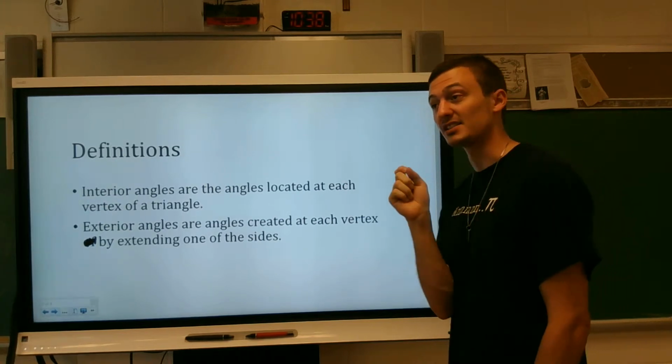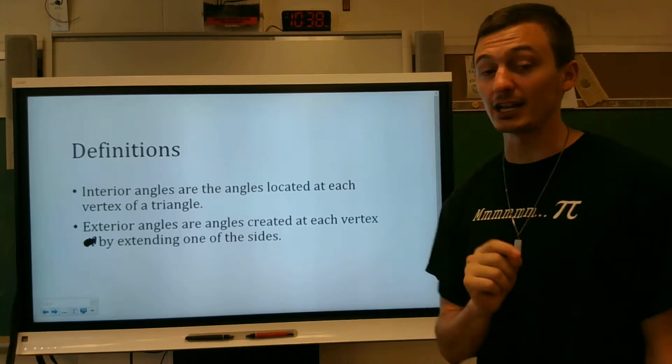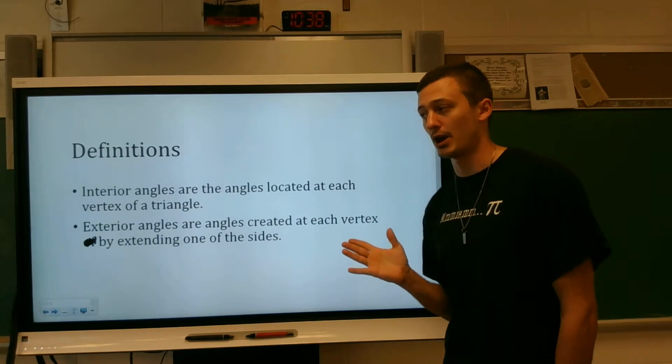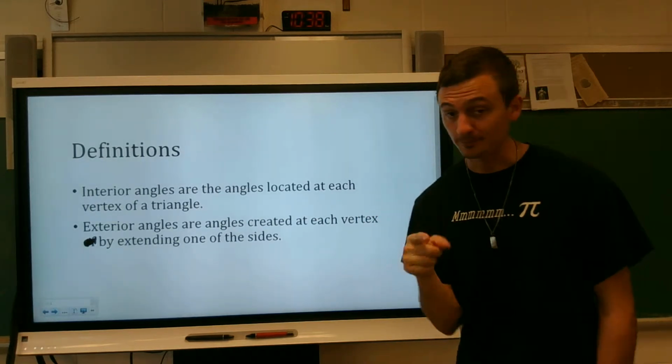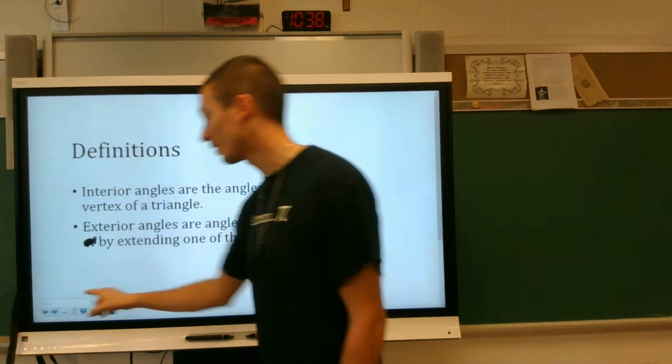Exterior angles are angles created at each vertex by extending one of the sides. Now this is important because there are actually two exterior angles at each vertex, but if we're talking about an exterior angle, we only really are concerned with one of them. So if only we had a diagram.